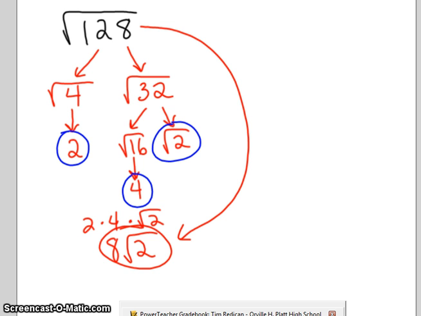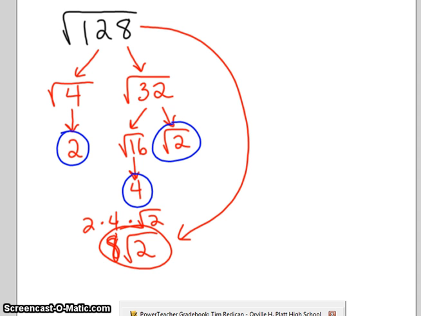Okay? What this tells us is this 8 right here. What is 8 squared? 8 squared is 64. We could have pulled out 64 from the 128 instead of the square root of 4. It would have been quicker, but we still managed to get the same answer.